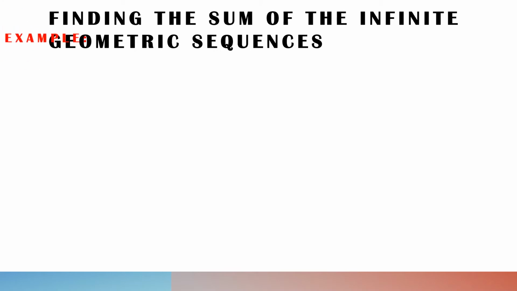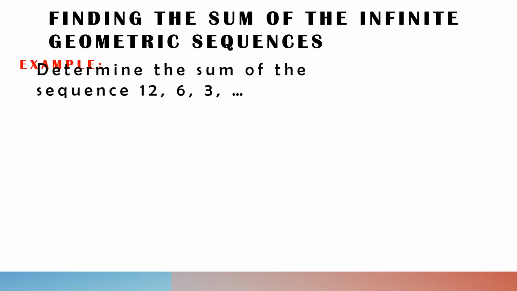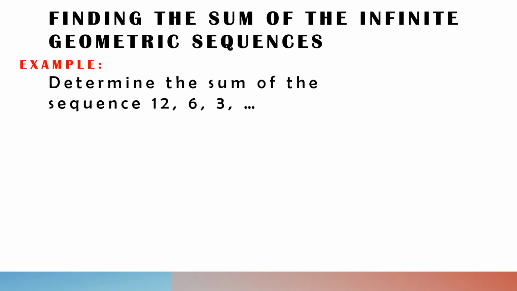Okay, so I have here an example. We are going to determine the sum of the sequence 12, 6, 3, and so on and so forth. Take note, we are going to get the sum from 12, 6, 3, and so on, and continue this up to infinity. Since this is a sum to infinity, we are going to make use of the formula S sub n is equal to a sub 1 all over 1 minus r.